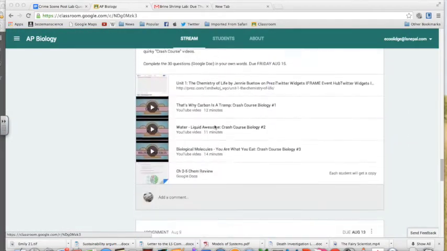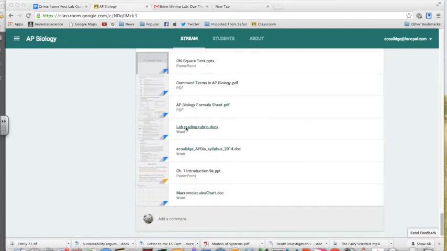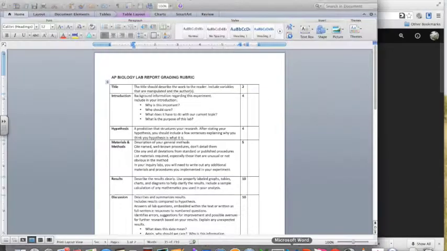Okay, so instead of having us go over this after school, you're just going to do this on your own. You just need to scroll down to where it says week 1, and that's your lab grading rubric right there. So you can open it up, or I didn't want to wait for it, so I'm just going to show it to you directly on Word.